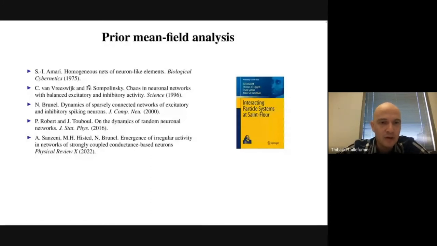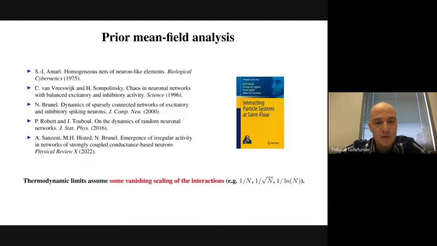But those works all have, or the vast majority of those works have, something in common: the type of mean field limit that I analyze all assume some vanishing scaling of the interaction. And this scaling can come in different flavors. It can be 1 over n, where n is the size of the network. Sorry, I should have put a k here. That's just the same picture as before.